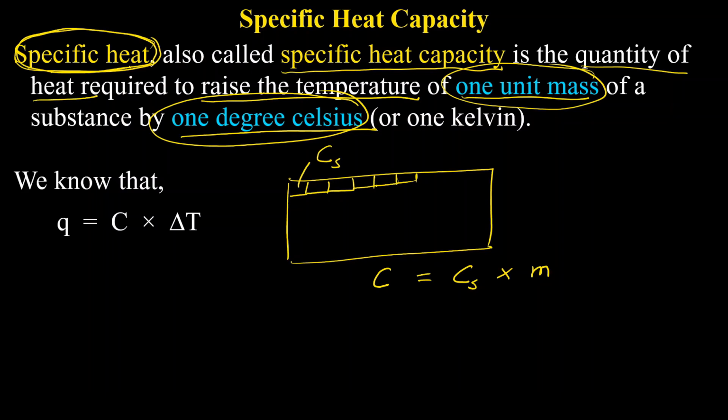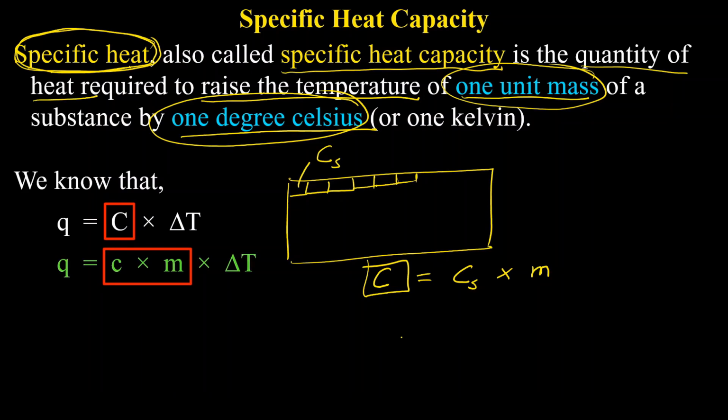Here M is mass, not moles. For moles we used n. M is mass. We will get total heat capacity. So again, we will do the same thing that we did in case of molar heat capacity. In place of C, we will write c into m, lowercase c, or you can write Cs if you want. And we get again the important formula for specific heat capacity.